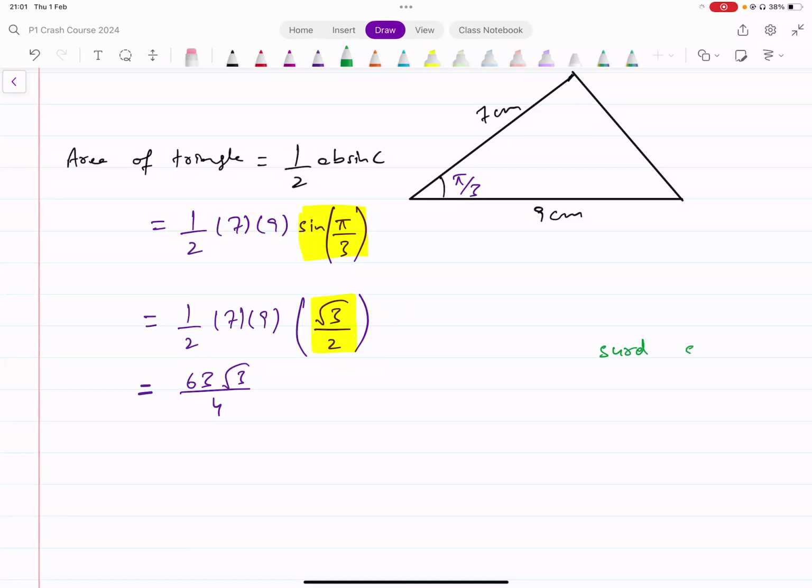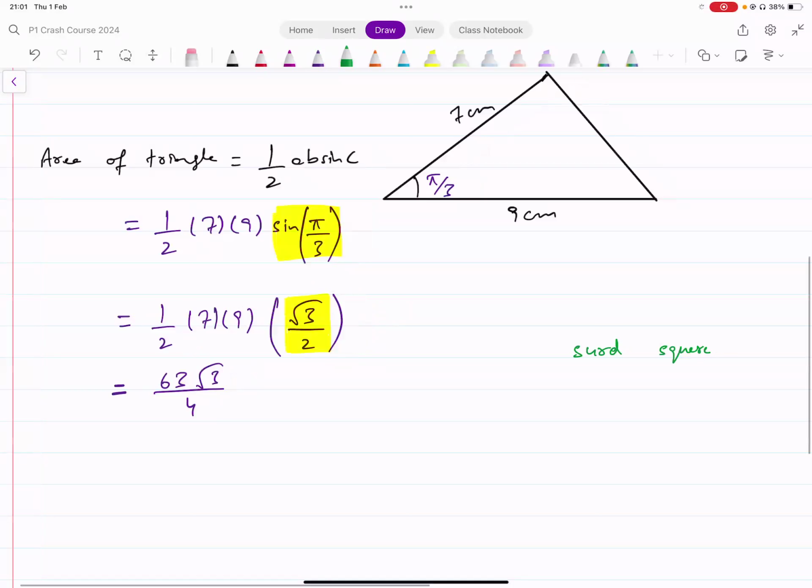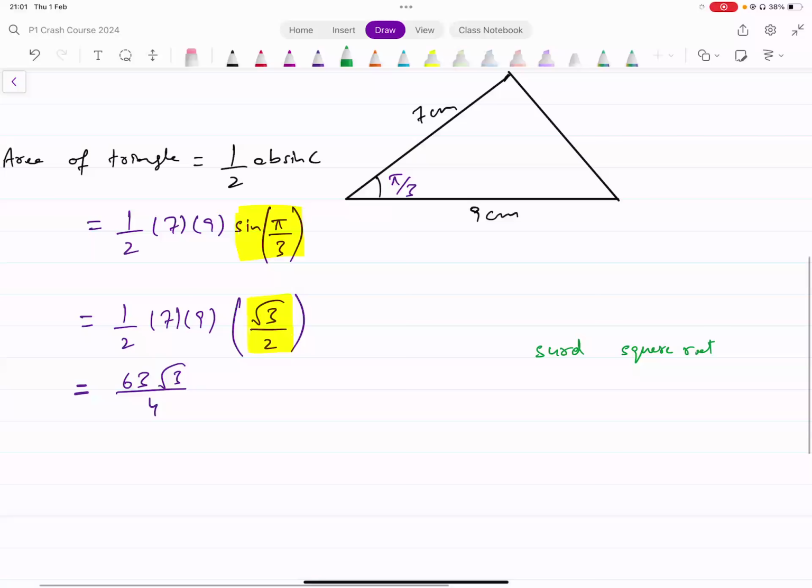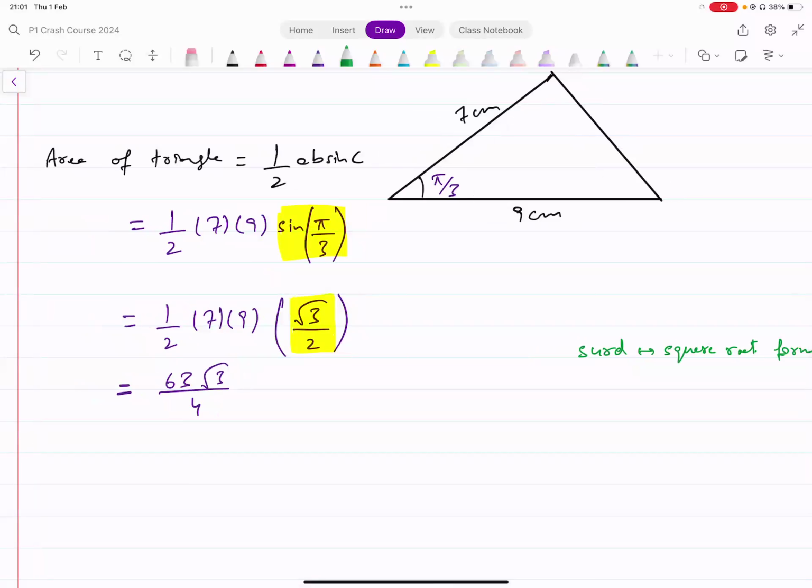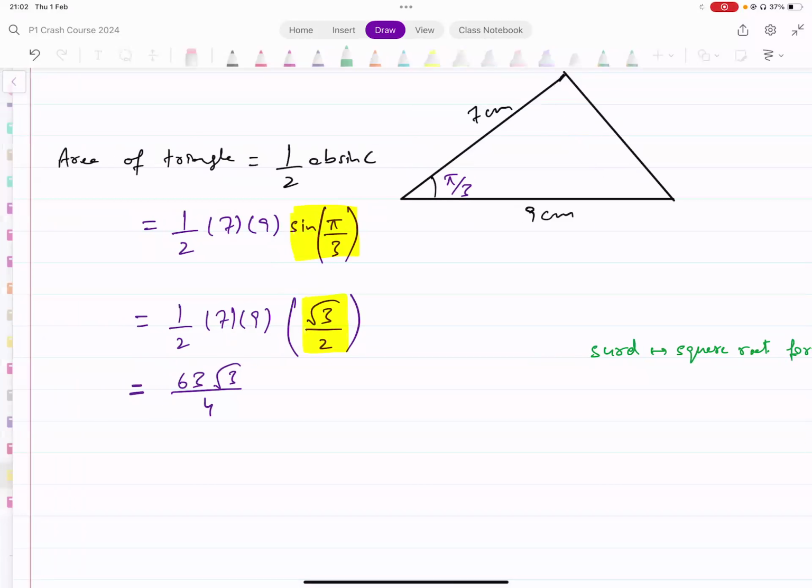Surd is another name for square roots. Okay, its square root form is also known as surd form. So whenever they ask you to give your answer in the square root form sometimes or in terms of pi, what that means is your answers need to be exact. Okay, and in that case, your working cannot have anything in decimals. So that's what we need to know about.